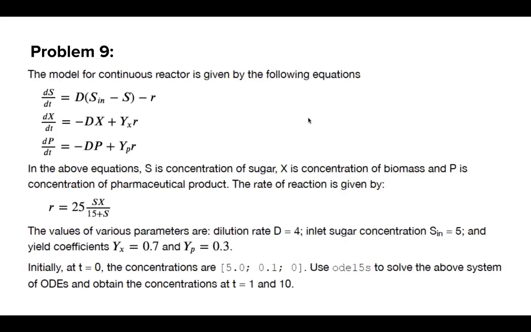Here we have three equations, and r is given as a function of S: r equals 25 S divided by (15 plus S). The other parameters are given to you: D is equal to 4, S_in is equal to 5, Y_x is equal to 0.7 and Y_p is equal to 0.3. The initial condition at t equal to 0 for S, X, and P, in this order, is 5.0, 0.1, and 0. Now we need to use ODE15s to solve the system and obtain the concentrations at t equal to 1 and t equal to 10.